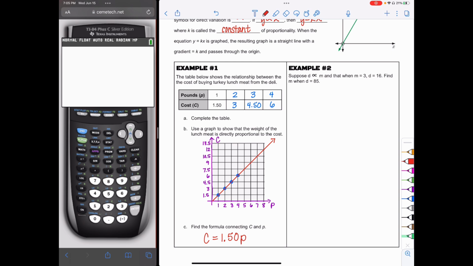So example number 2, it says, suppose that D is directly proportional to M.